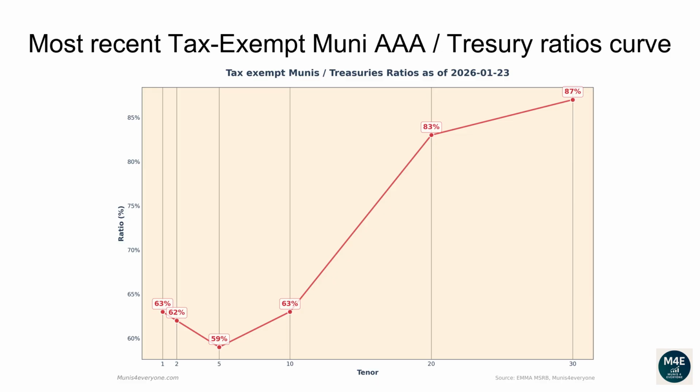The current one-year ratio is 63%. The 2 years ratio is 62%. The 5 years ratio is 59%. The 10 years ratio is 63%. The 20 years ratio is 83%. The 30 years ratio is 87%.